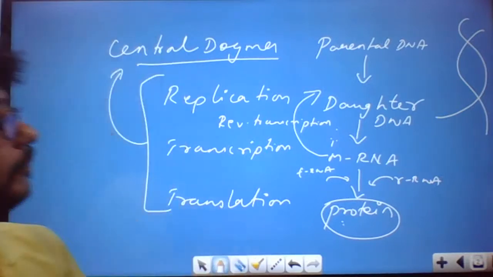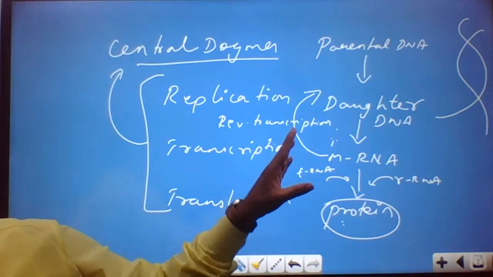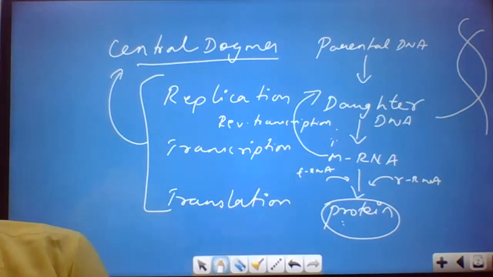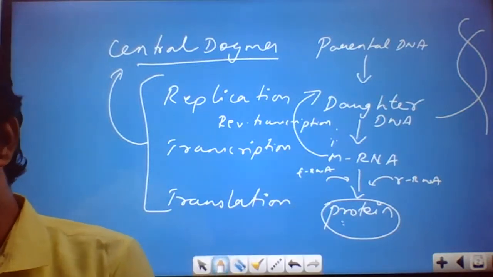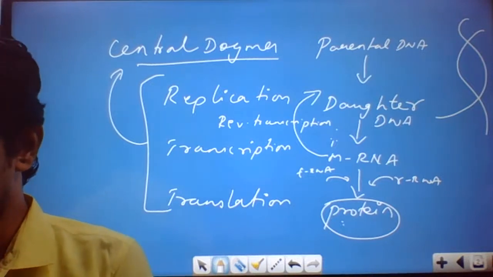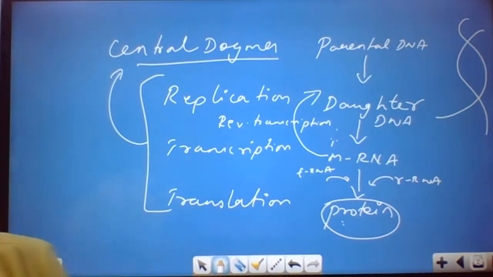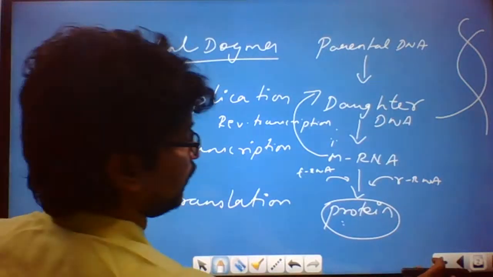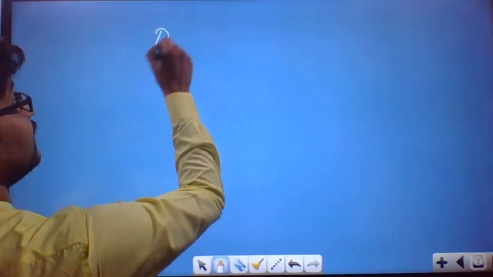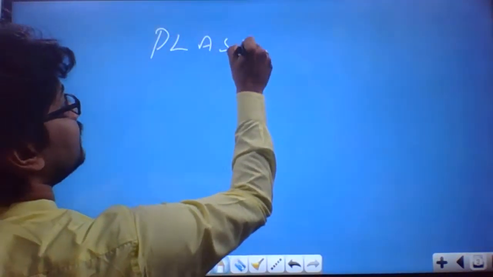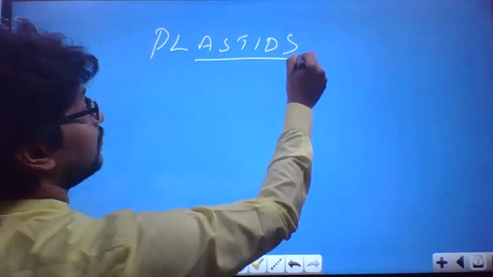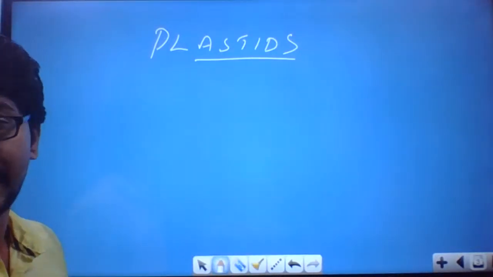Okay, fine. We are done with mitochondria. Next we move on to the next cellular organelle, plastids. Coming to the plastid, we have finished mitochondria and will now start with plastids. Where are plastids commonly found, in animal cells or plant cells?